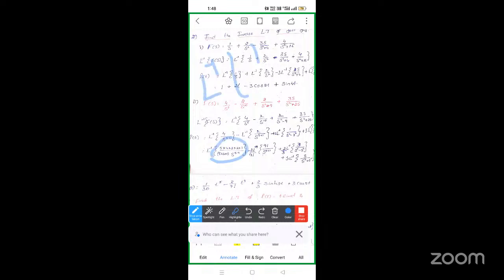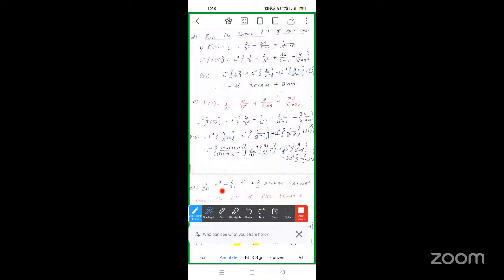L inverse of 1 by s power n plus 1 is equal to t power n by n factorial. Is that clear? T power n by n factorial. Here n is equal to 5, L inverse of 1 by s power 5 plus 1, so n is equal to 5: t power 5 by 5 factorial. So 5 factorial is nothing but 120. The numerator is 4, so 4 divided by 120 is nothing but 1 by 30 into t power 5.